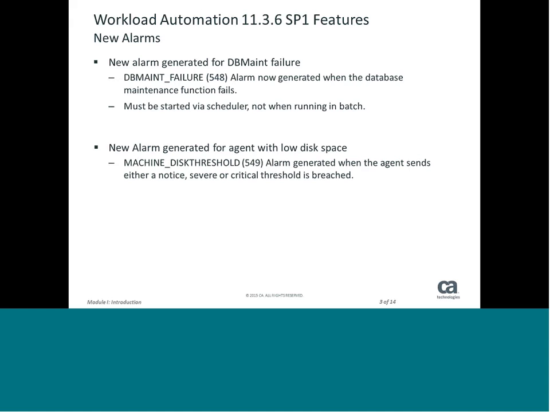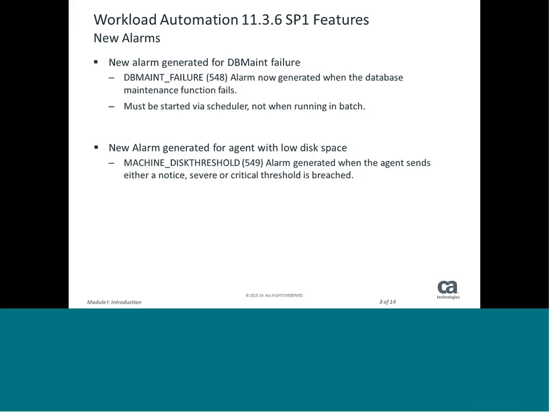So since it's such an important function to keep that database nice and trim, the DB-main failure alarm has been created. It will now send out a failure. One distinction here, if you're running the DB-main as a separate job, then that will not send a failure out. It's only when it's automatically scheduled through the scheduler.